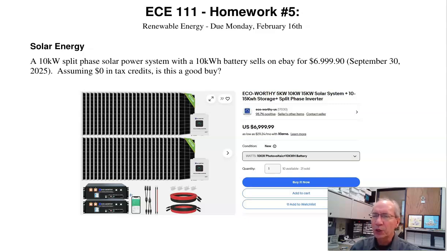Here are solutions to homework set number 5 for ECE 111, Intro to ECE. This homework set looks at renewable energy, using Matlab to analyze solar panels, solar energy, and wind energy to see is it economical in North Dakota.